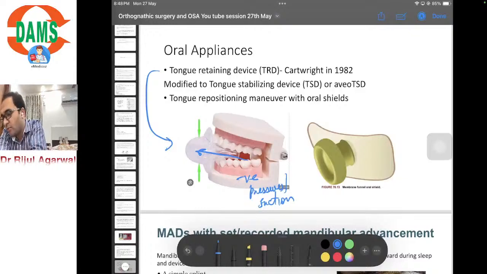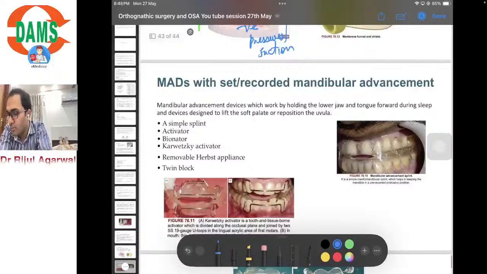Next is the tongue repositioning barrier with oral shield. A similar kind of appliance. This has a funnel kind of shape. So the patient brings his tongue forward into this funnel oral sheath, and a similar kind of mechanism is employed. So just remember these two images. These are the oral appliances, or the tongue retaining or tongue repositioning appliances, for correction of obstructive sleep apnea.